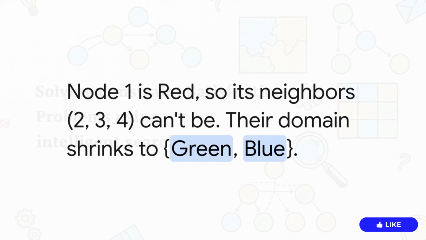And bam! Right away, the constraint part kicks in. The second we make node 1 red, the rules apply. Since it's connected to all the other nodes, none of them are allowed to be red anymore. And just like that, their list of possible colors, their domain, has shrunk. Now it's only green or blue for them.